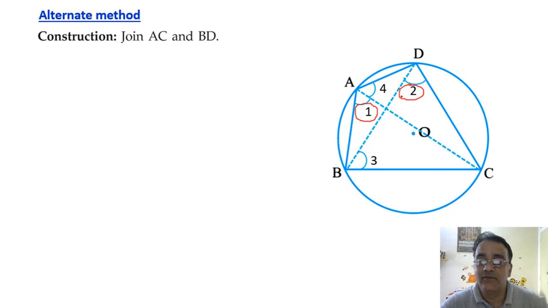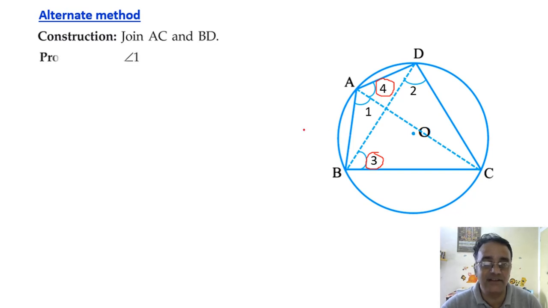What about angle 1 or angle 2? They are equal. Why? Because they lie in the same segment. Right, angles in the same segment. So similarly, these two angles are also equal, angle 3 or angle 4. Angles in the same segment.